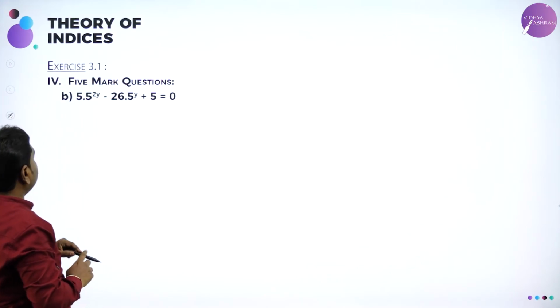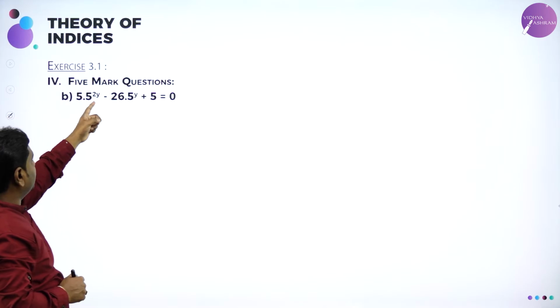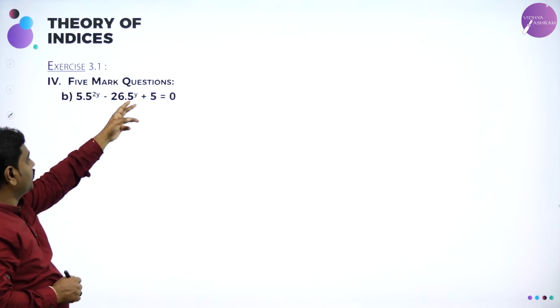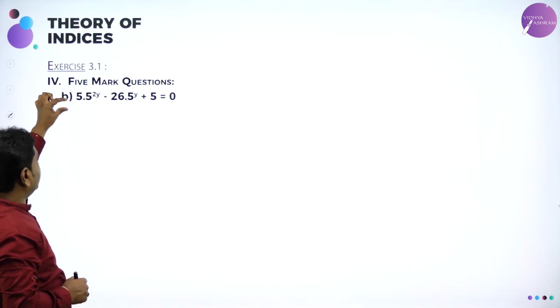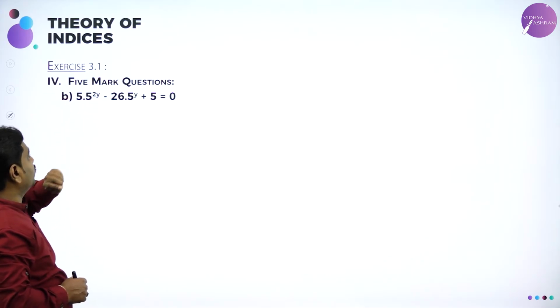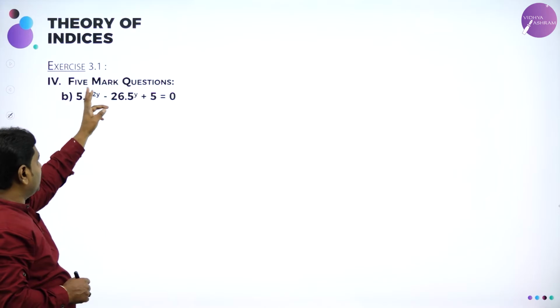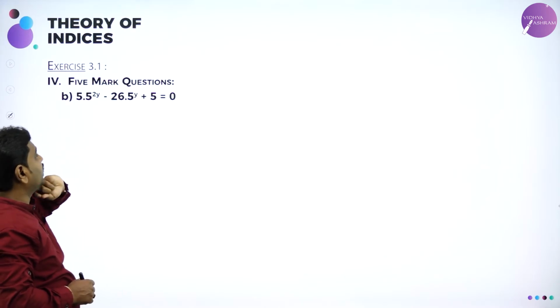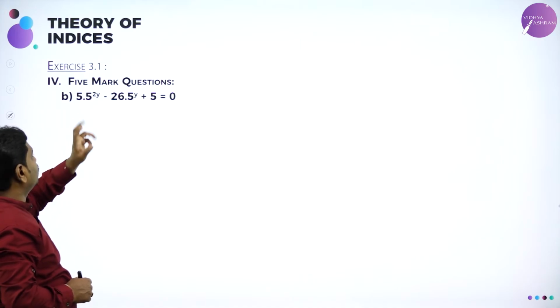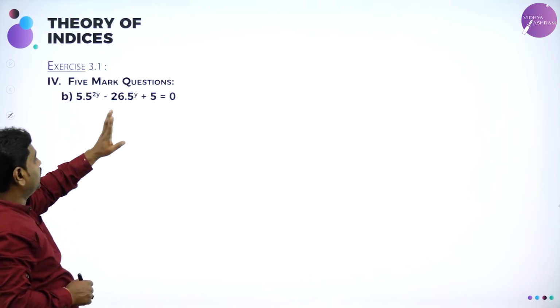Then same, 5 into 5 power 2y minus 26 into 5 power y plus 5 equal to 0. Here 5 into 5 power 2y they give. So you can take 5 power y whole square, and this 5 power y you take it as capital X. So it will become 5x square. Like that it goes on.